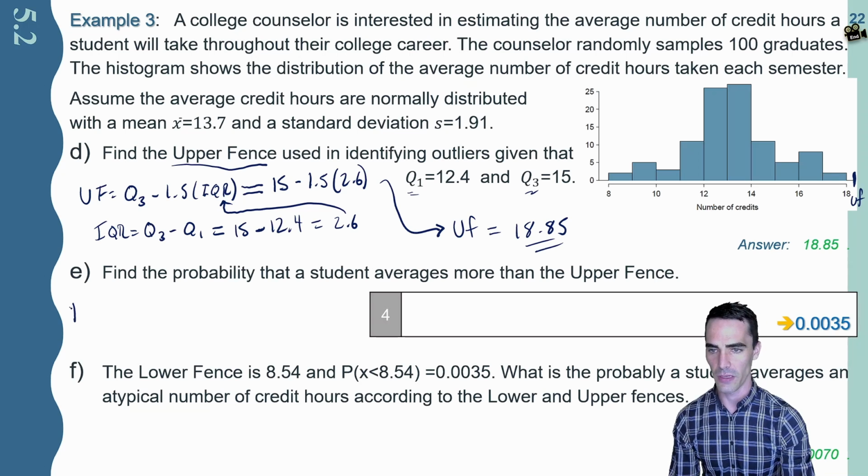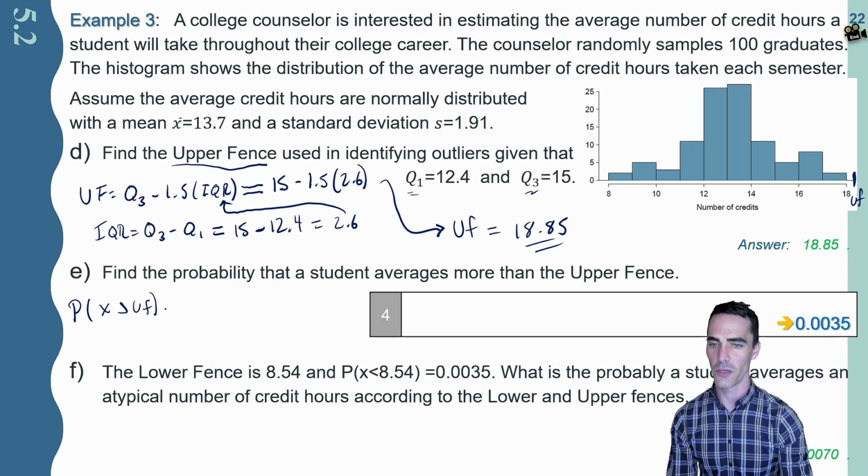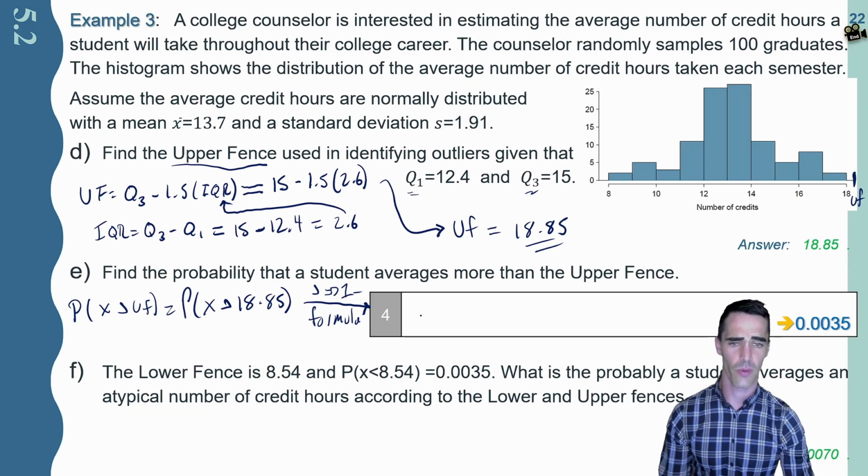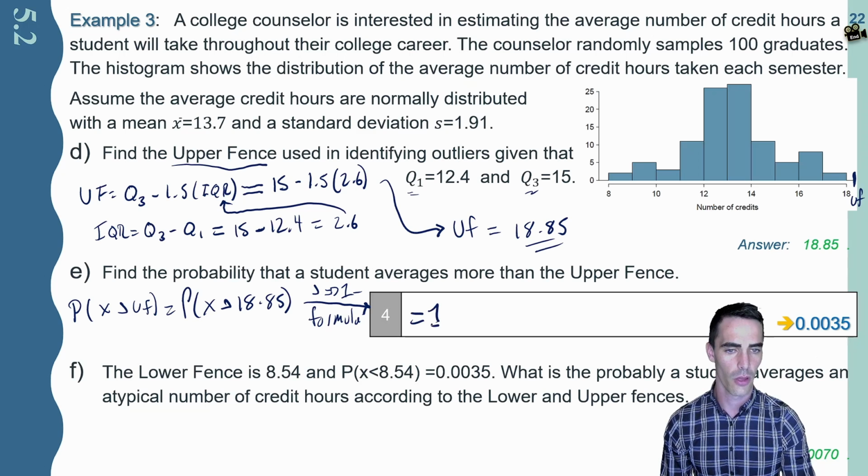So if I wrote that, that would be the probability that X is greater than the upper fence. We know what the upper fence is. It's the probability that X is greater than that 18.85 number. Let me go right into my formula. Again, keep in mind, whenever you have greater than, you should be thinking, I need to do 1 minus. And I can jump right into Excel, like right here, equals 1 minus NORM.DIST.